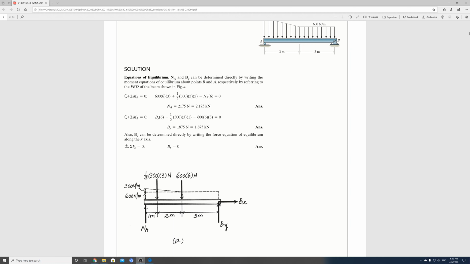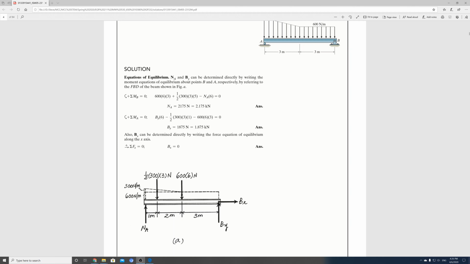The last one is N_A, which would cause clockwise rotation about this point. So that one is going to give us a negative. So it's N_A times 6. Of course, put everything over on the other side of the equation, divide by 6, and you come up with N_A equal to 2.175 kilonewtons.